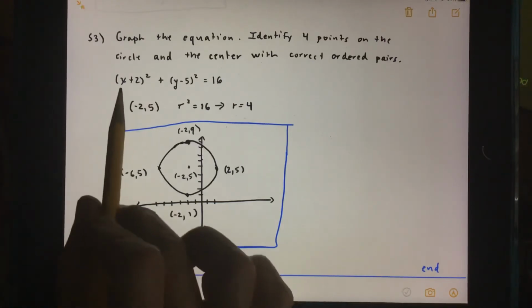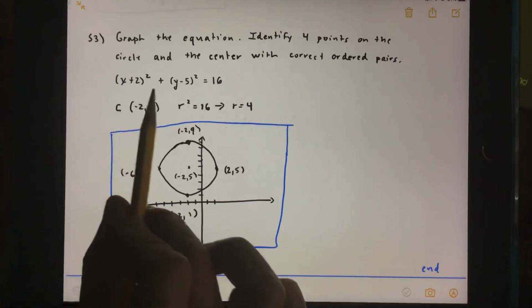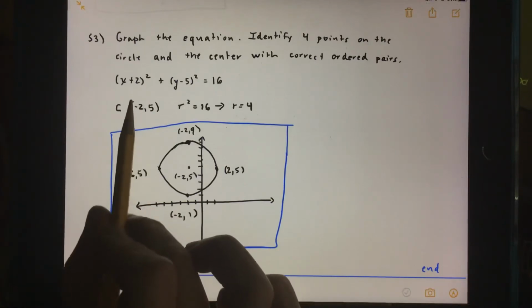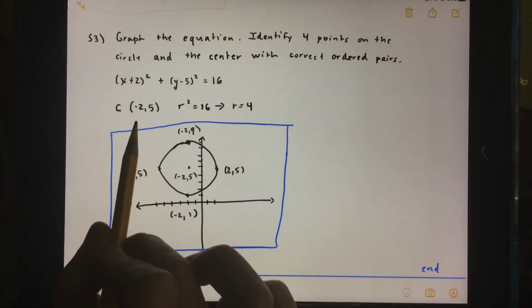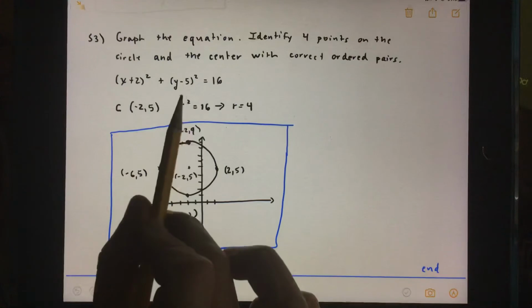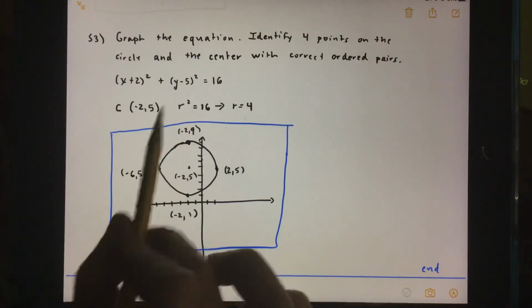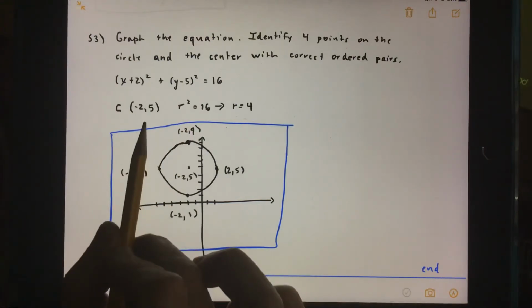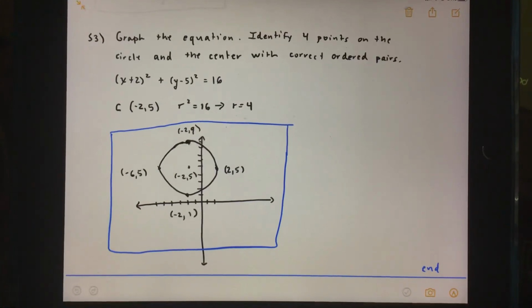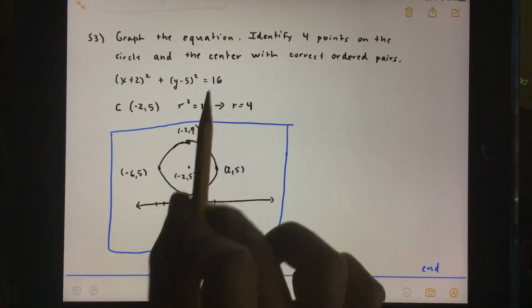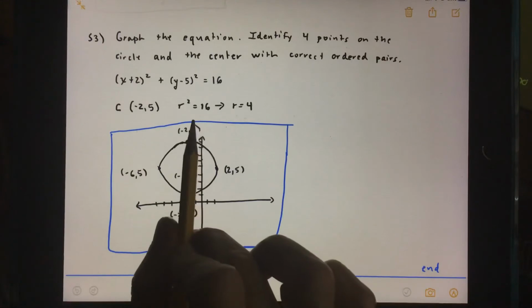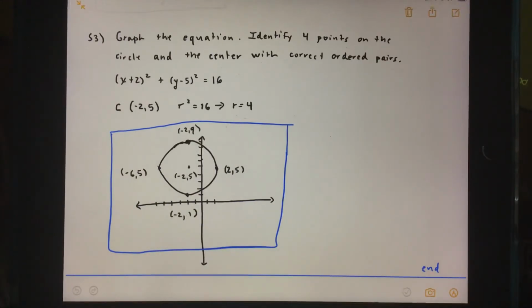So we can immediately pull the center coordinates off of our equation, the opposite of the number next to the x, -2 for our x coordinate at the center, and the opposite of -5 is 5, so that'll be the y coordinate of the center. And then our radius squared is 16, again that comes directly from the equation. Taking the square root of both sides will give us our radius is 4.